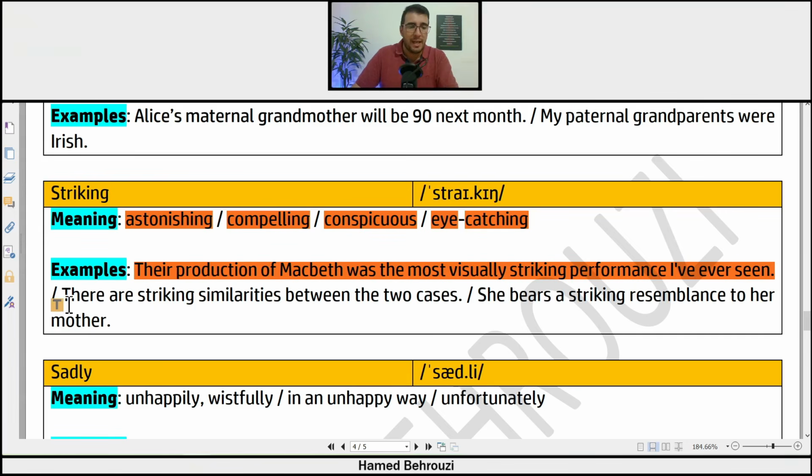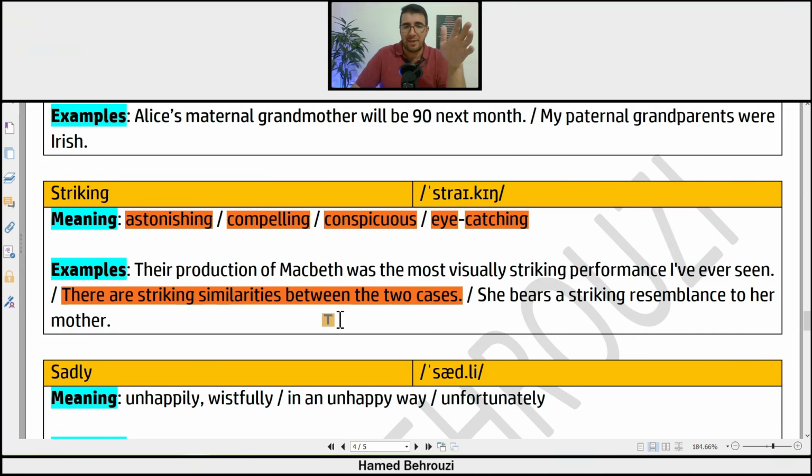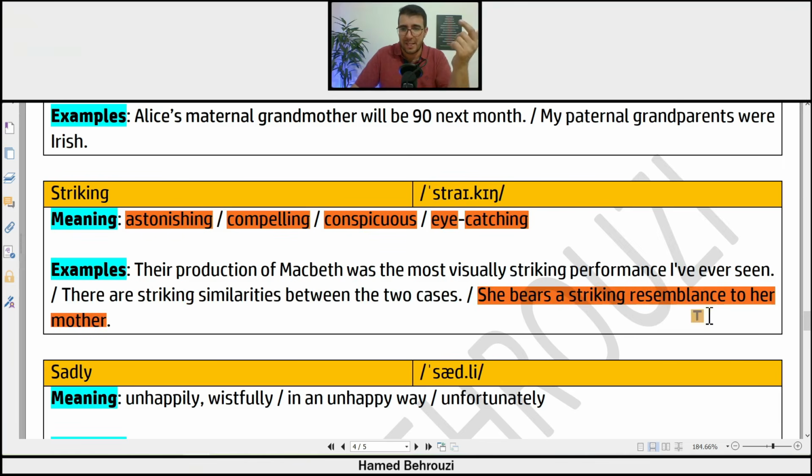Simple. And then the next one goes like this. There are striking similarities between the two cases. Striking similarities means you can easily see those similarities. And she bears a striking resemblance to her mother. Striking resemblance, like I said it. Striking resemblance is like looking like each other a lot.